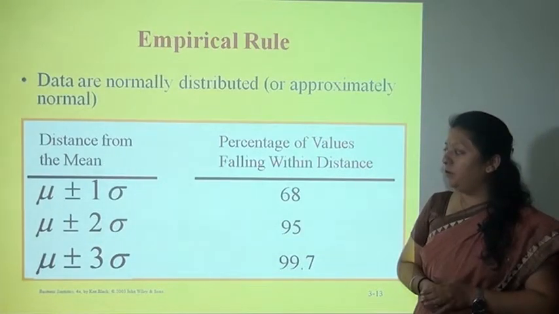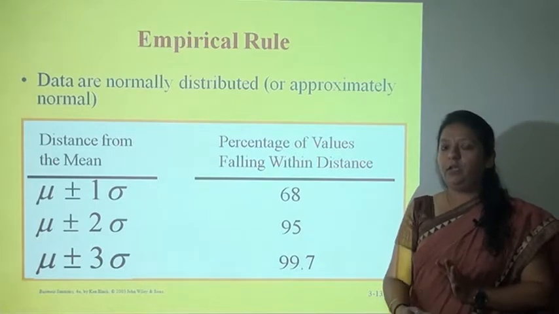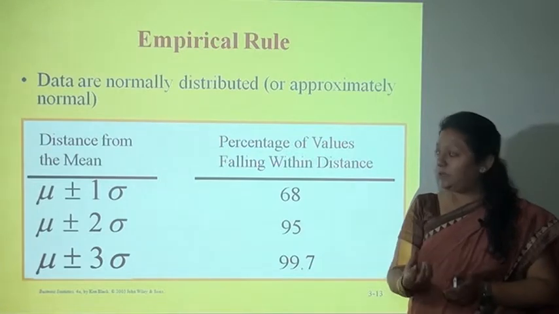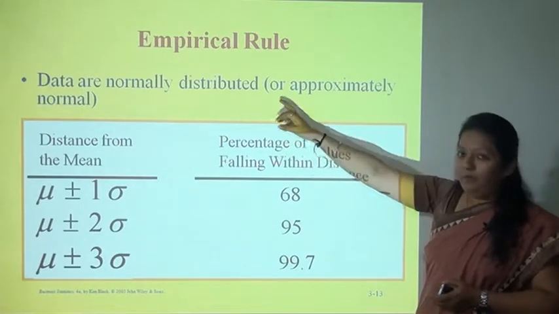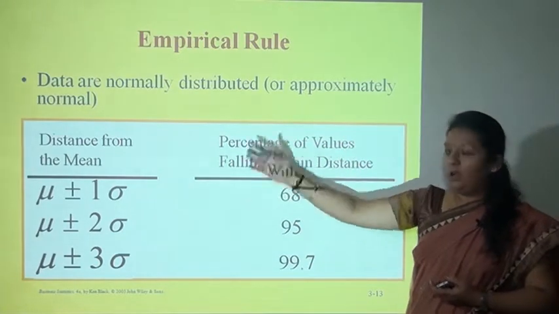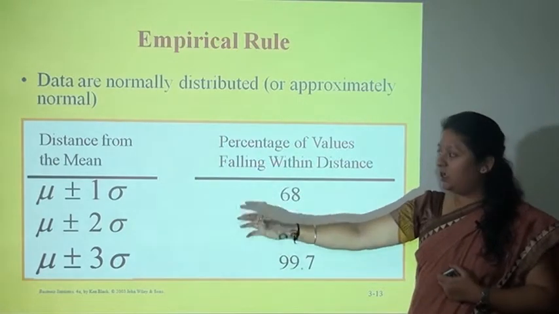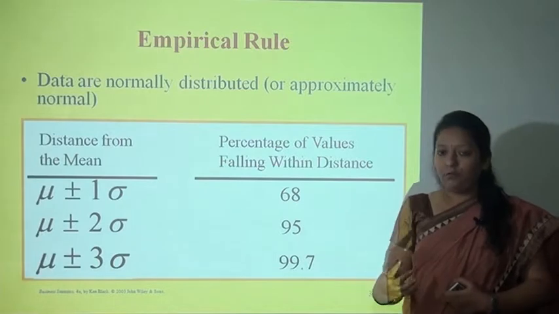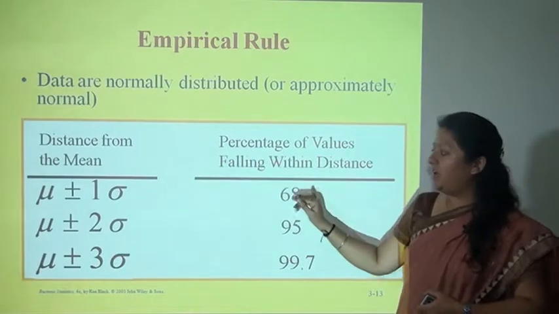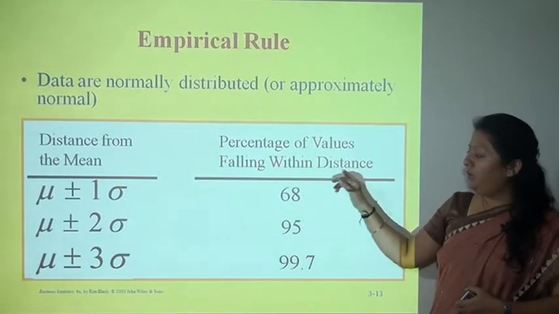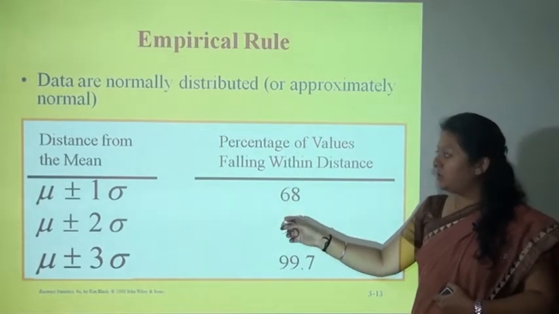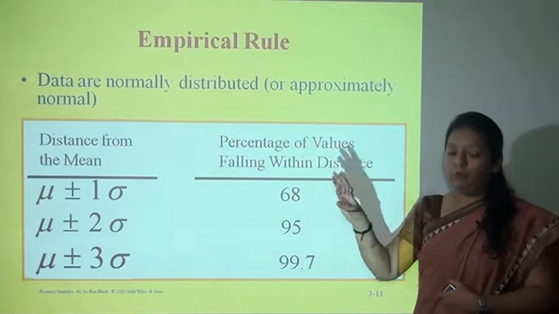Now, here is the empirical rule, which shows the distance from the mean, or you can say the deviation from the mean, of the values in the data set. When the data are normally distributed or approximately normal, these are the various empirical rules showing the deviations from a mean. First is mu plus or minus 1 sigma, where the percentage of values falling within the distance is 68. It means 68% of the values fall within this distance from the mean.